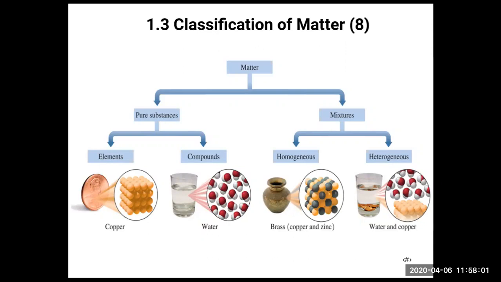And in a heterogeneous mixture, you can definitely tell there are two substances in there. The copper at the bottom, the pennies, and then the water on top. And so heterogeneous mixtures look like the substances are really visible in there, and you can see the different parts and the different types of substances there.